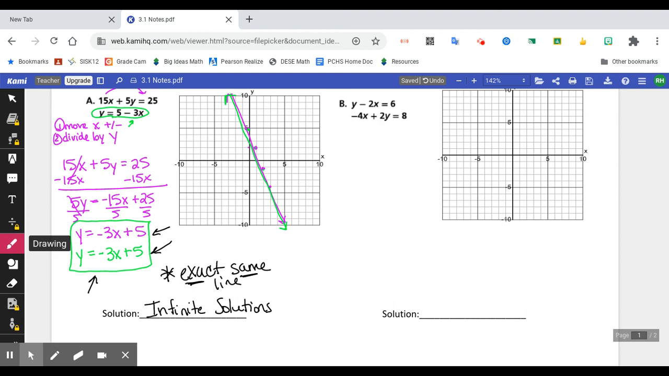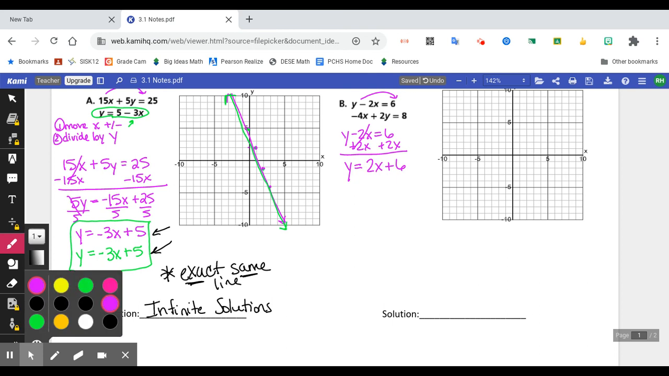We have y minus 2x equals 6. So we need to get the x over on the other side by adding. So y minus 2x equals 6. I'm going to add 2x to both sides. So I have y equals, remember x comes first, so 2x plus 6. I don't have to do a second step because y is already by itself. Okay, then let's go to the second one.